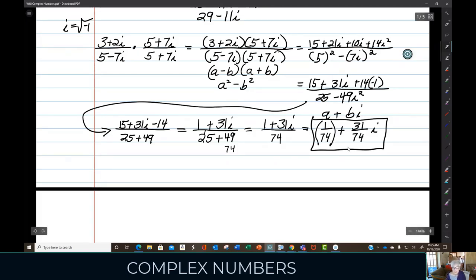Because here's your A number. That's the real number. And this is a real number, but it's the coefficient of an I number. This is A plus BI form. Good question. Okay, thank you. You're welcome.